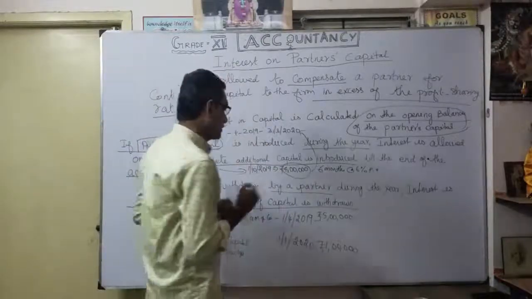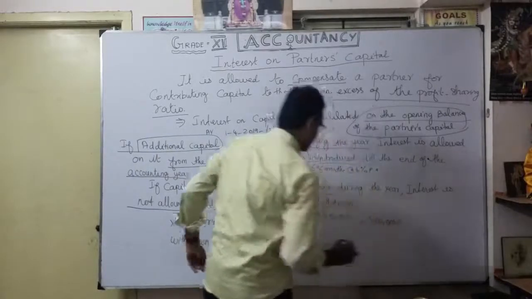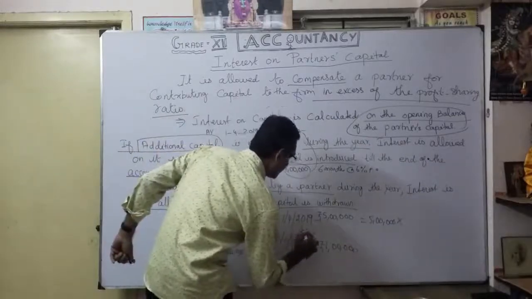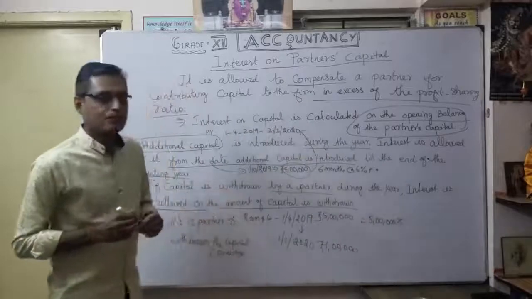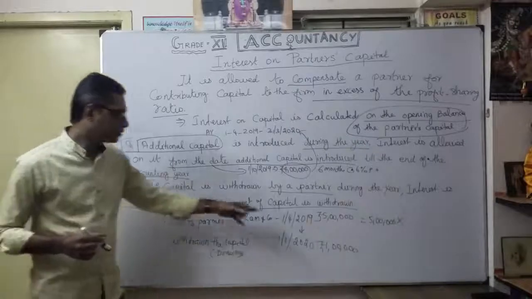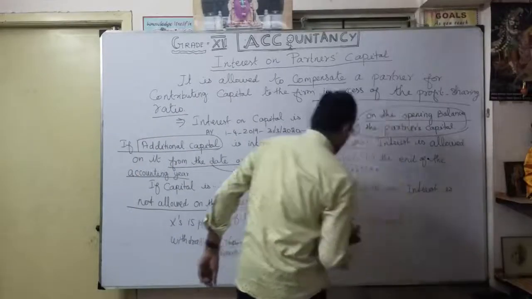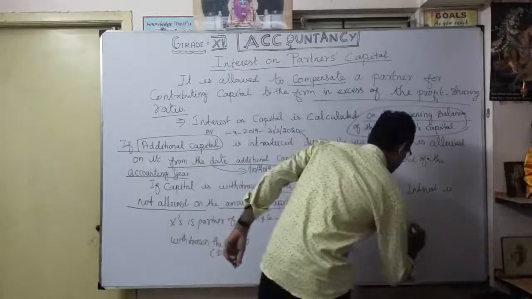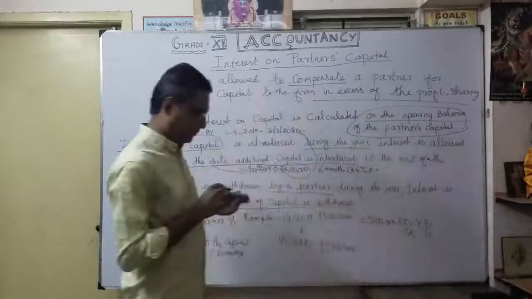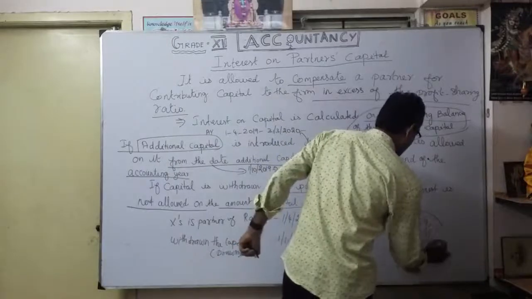Very simple. On this 5 lakhs, we will calculate up to how many months? The 5 lakhs is lying in the business only till that period. How much? Only 9 months, isn't it? April to December. So I am going to calculate only that. Maybe we will say interest on capital 10%. How many months? 9 by 12.